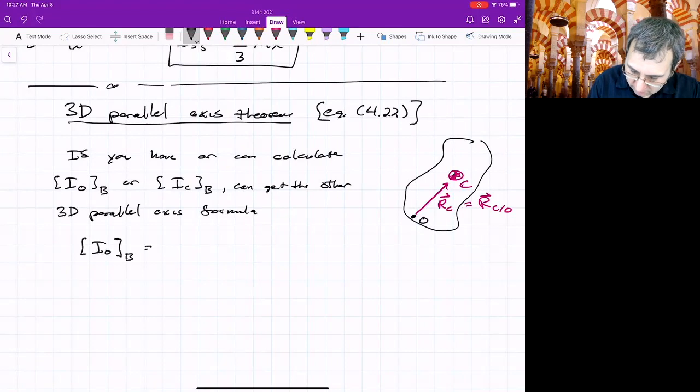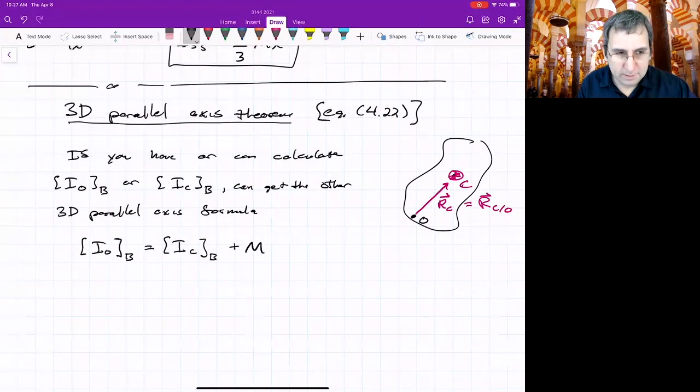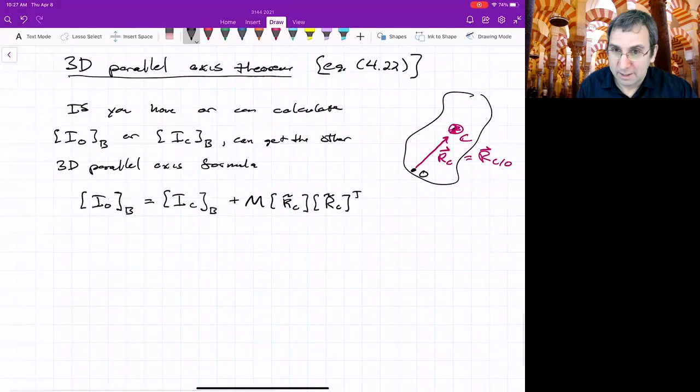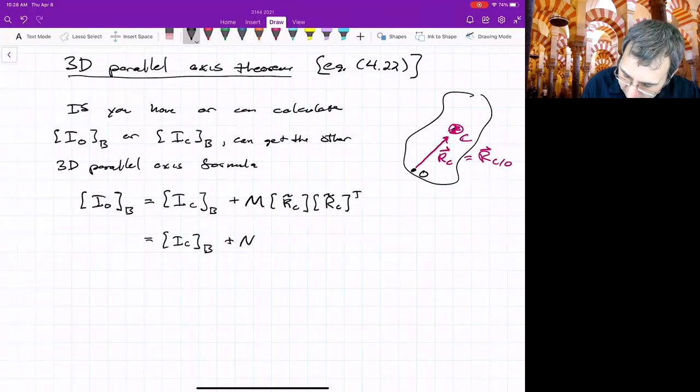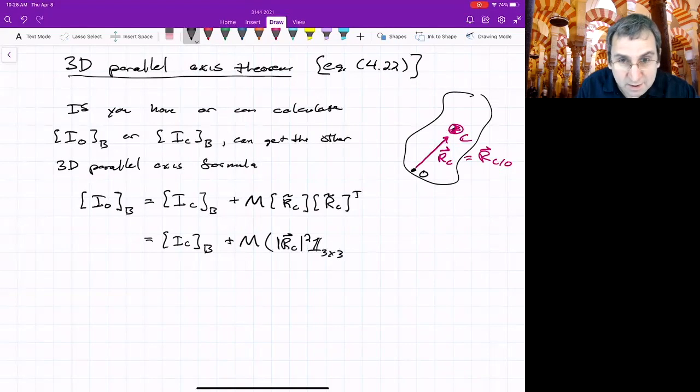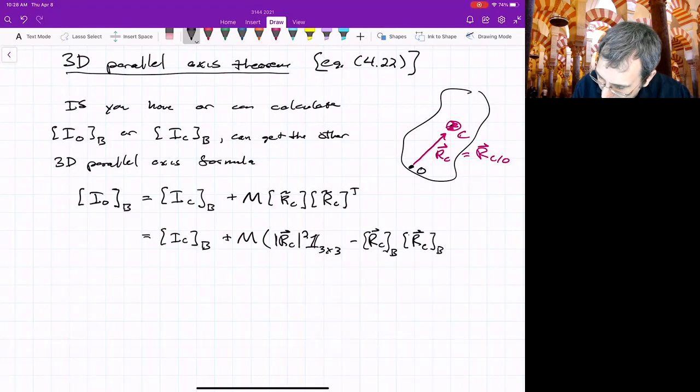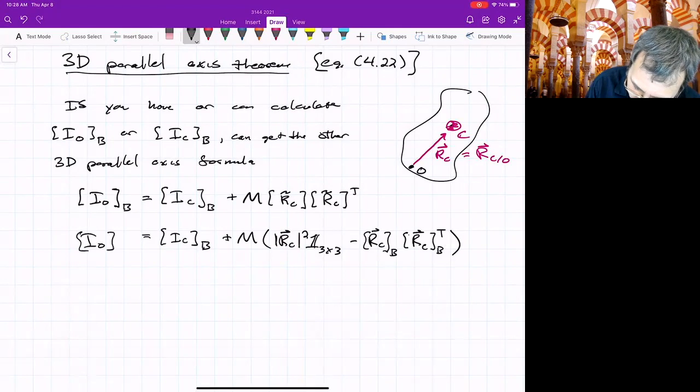IOB equals ICB plus the total mass. And then if you remember these tilde matrices, you're like, no, I don't. Okay, that's all right. It could be written this way, which is probably easier. You just write the magnitude of that vector squared times the 3x3 identity minus that vector written in the body fixed frame, a column vector, times that in the body fixed frame as a row vector. So this is probably the easier one to implement.